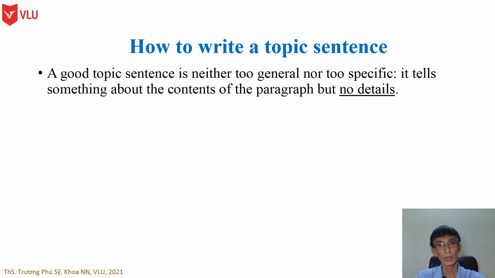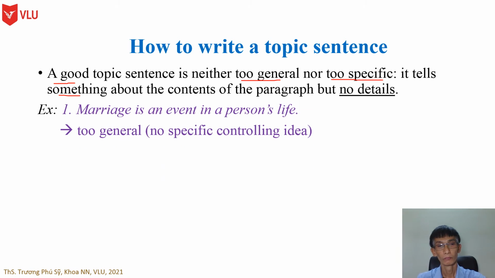Now, another part is a good topic sentence is not too general and not too specific. It tells something about the contents of the paragraph, but without any details. This is a very important point. Now, please look at the example. Example number 1. Marriage is an event in a person's life. This topic sentence is too general. Why? Because the topic is marriage and the controlling idea is an event in a person's life. A person and an event in life is too general.